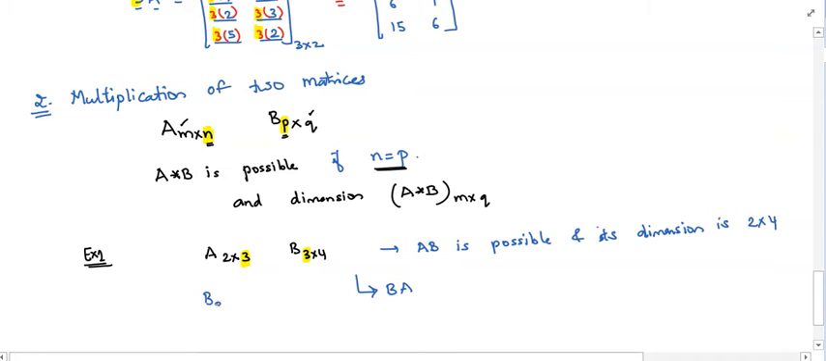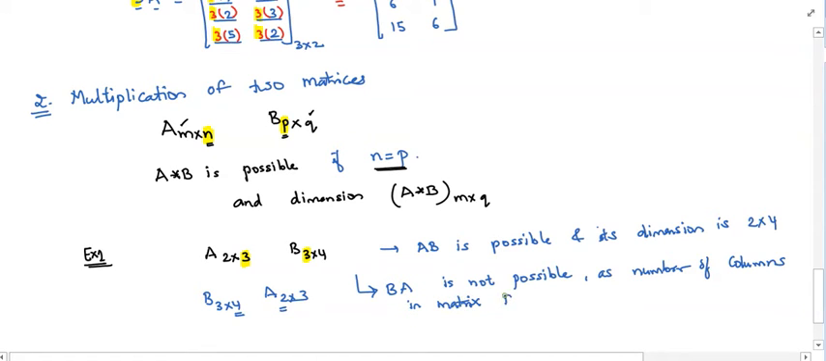On the other hand, if you check BA, B is a matrix of order 3 by 4, A is a matrix of order 2 by 3. The number of columns in the first matrix is not matching the number of rows in the second matrix. So this is not possible. Why? As the number of columns in matrix B is not equal to the number of rows in matrix A.